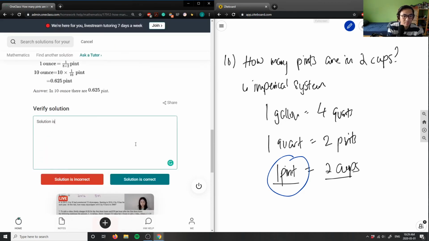So we don't even have to do any math here. Solution is correct. Good explanation, just because it's part of our conversion factors here. So solution here is correct.